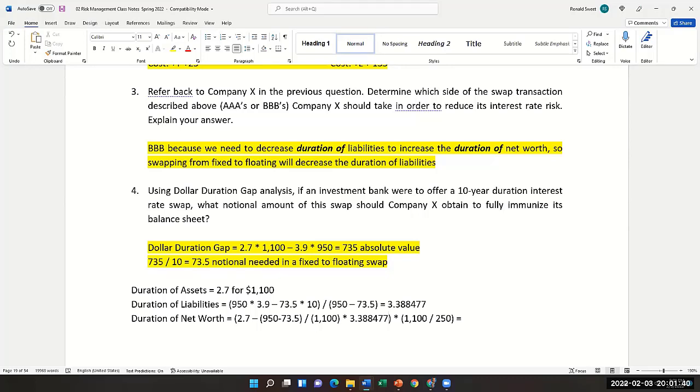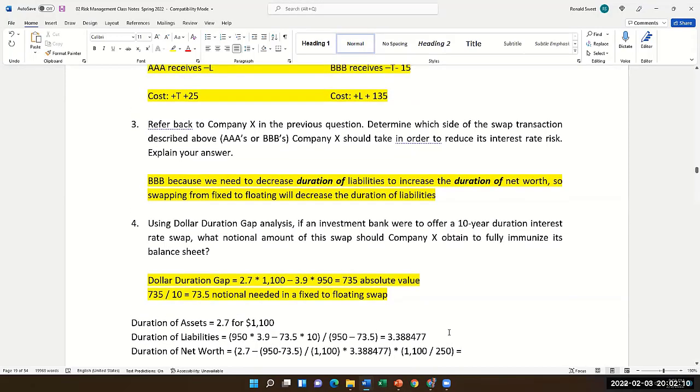So 2.7 minus 950 over minus parentheses 950 minus 73.5, divided by 1100, times 3.388477, and you get pretty close to zero. I get 0.00000008. So that's just rounding because this goes out more decimal places.